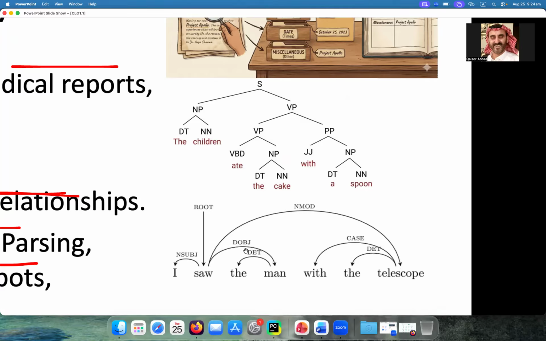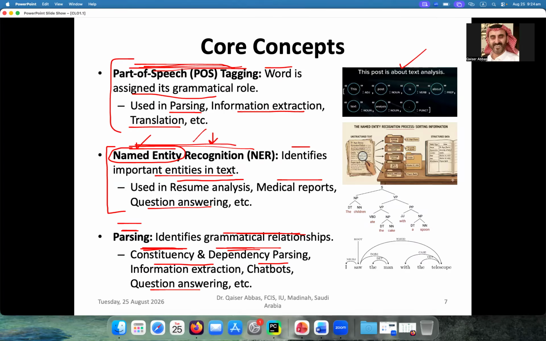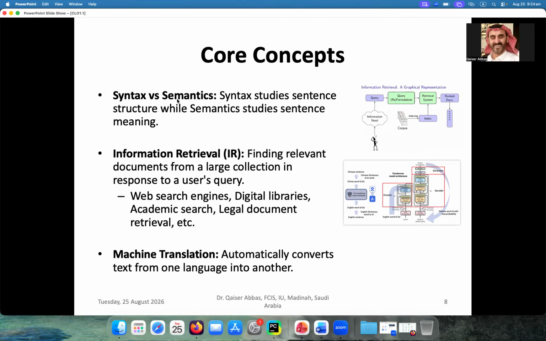And now these arrows are showing which word is dependent on which word. All the words are depending on the main verb, but they are also depending on each other. So this has a different formation, which is called dependency. When you see something like that, where you don't have phrase tags, that is dependency parsing. This is constituency parsing. And I will start, inshallah, from syntax and semantics next.